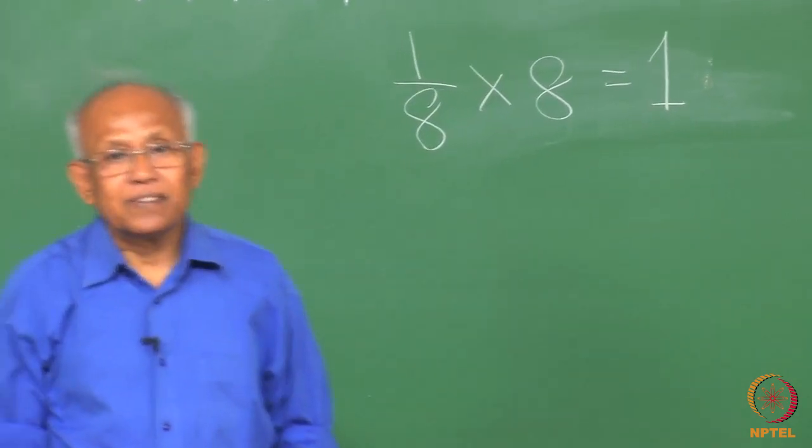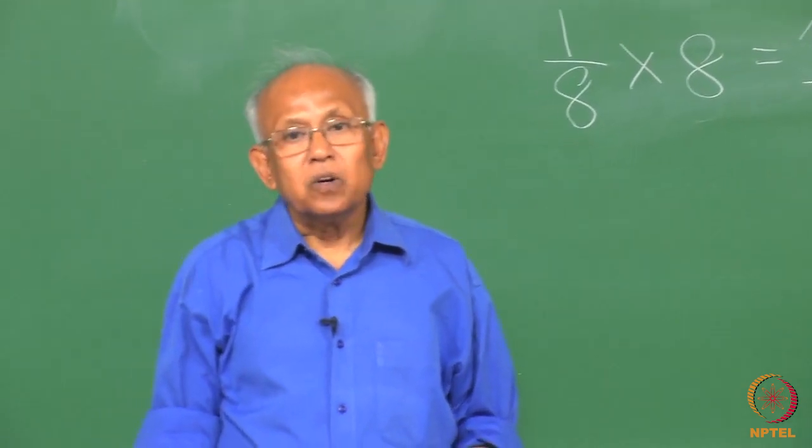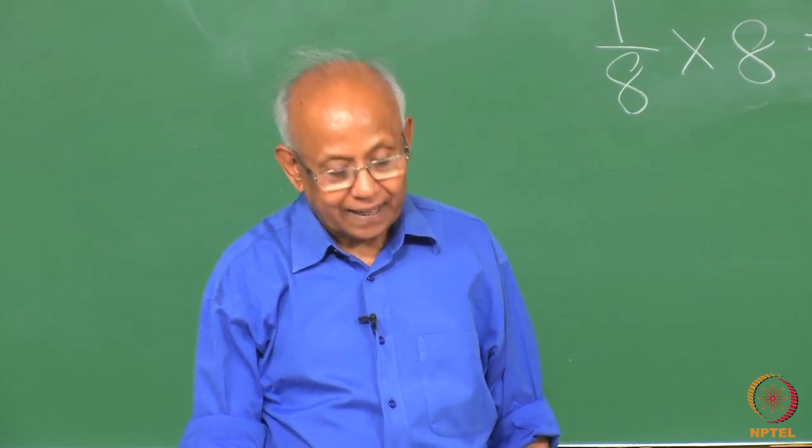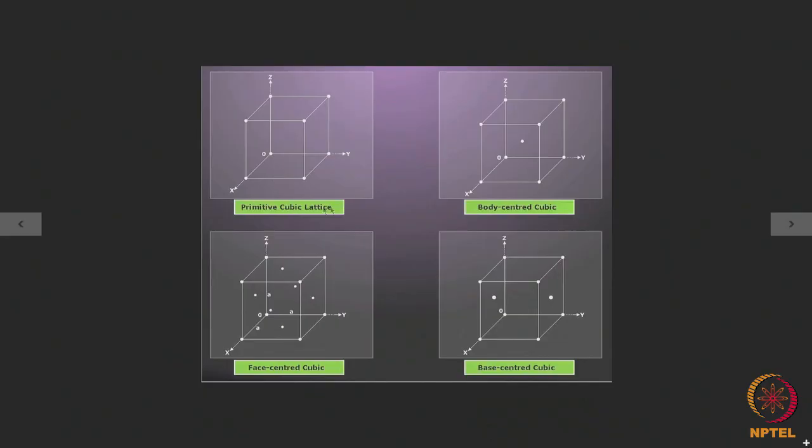So a unit cell which contains just one point is known as a primitive cell. So this is a primitive cubic lattice, or the unit cell of a primitive cubic lattice, or primitive cubic unit cell.